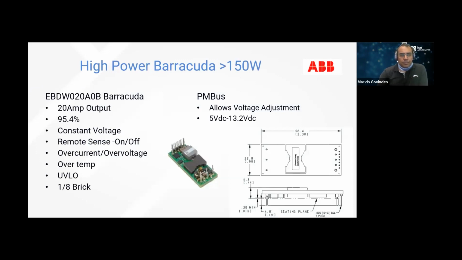Just more of a closer view of this is one product we have here, 20 amps out, efficiency 95%. It's a constant voltage device. We have other features: over current protection, over voltage protection, under voltage lockout, and we have the control via something called the PM bus, which allows voltage adjustment.